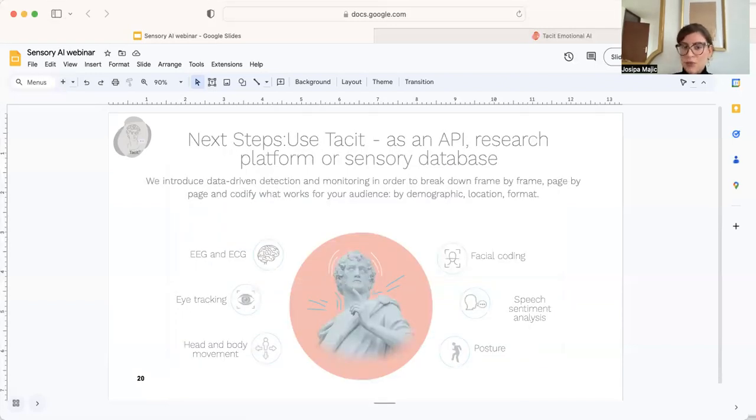So what are the next steps? The next step is to use Tacit either as an API, as a research platform, or as a sensory database. As some of you know, we have a self-funded database where, similar to what Osmo is trying to do with mapping out different odors, we're doing our best to map out different consumer habits and rituals, as well as off-the-shelf products targeted at different segments of consumers.